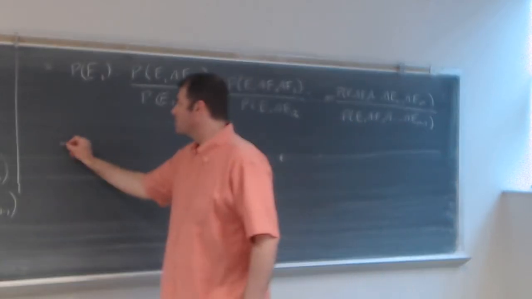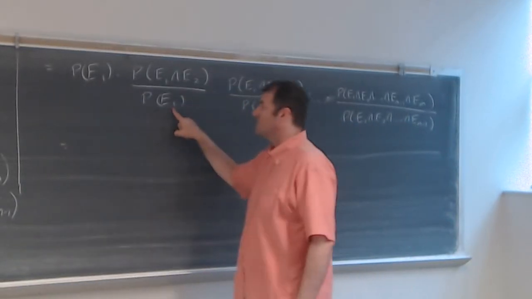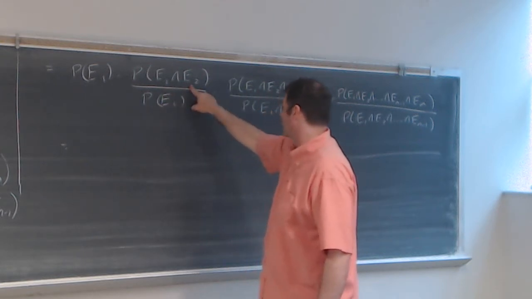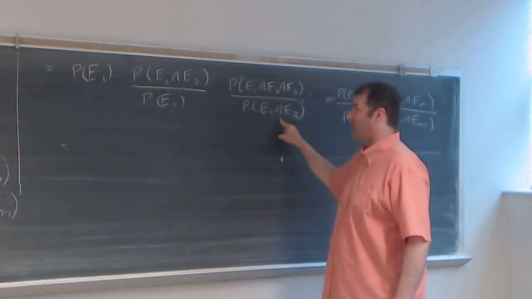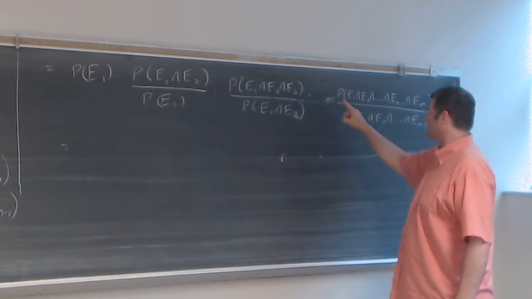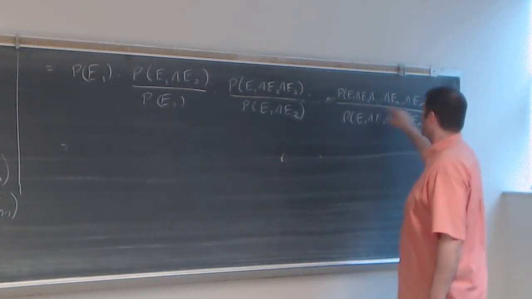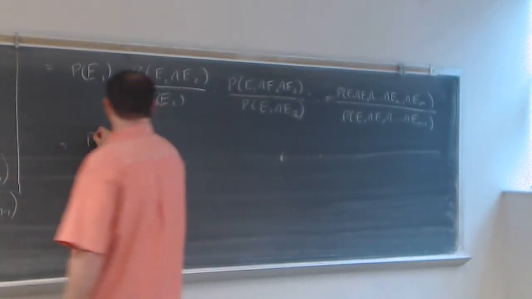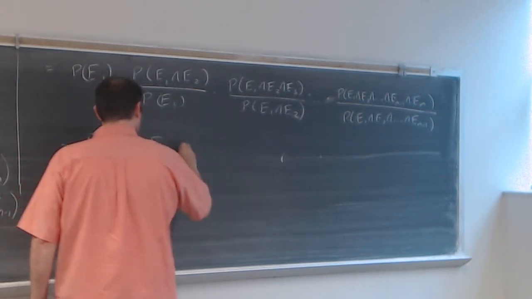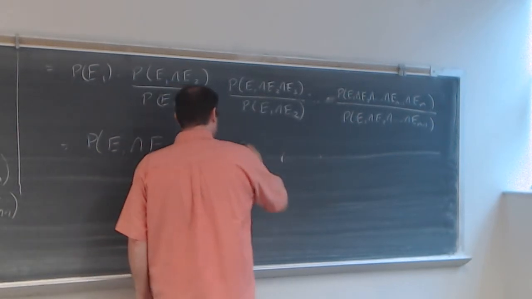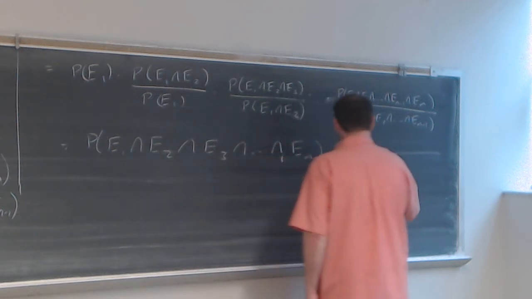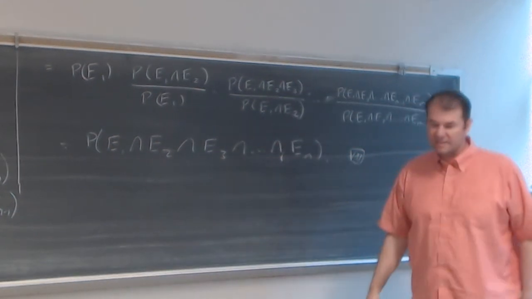What you notice is that the probability of E1 in the denominator and the numerator here will cancel with each other, so that just leaves this probability. But that's listed here in the denominator, so they cancel. And you keep having cancellations until all you're left with is this term right here. And that's what we were trying to prove. So that's the proof. Let's look at an example.